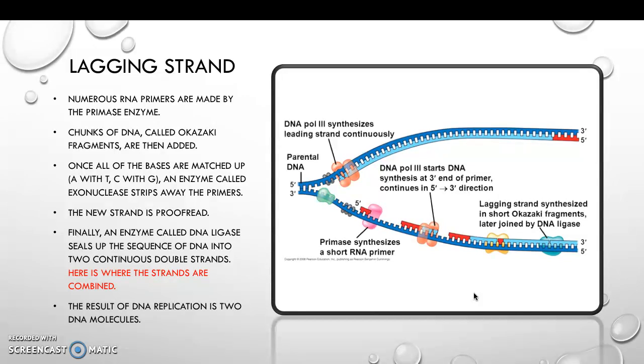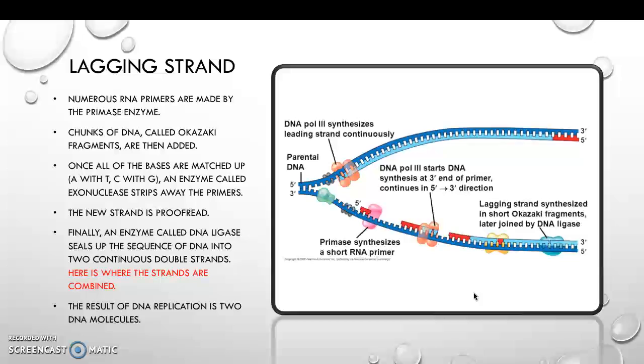Once all of these bases are matched up, an enzyme called exonuclease strips away the primers. The gaps where the primers were are then filled by yet more complementary nucleotides. The new strand is proofread to make sure there are no mistakes in the new sequence. And finally, an enzyme called DNA ligase seals up the sequence of DNA into two continuous double strands, and here is where the strands are combined.